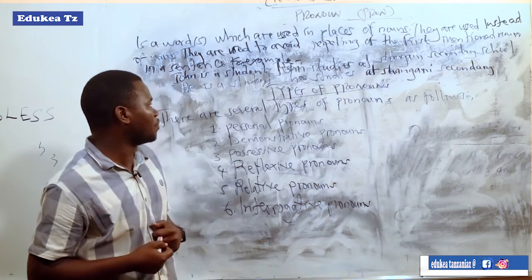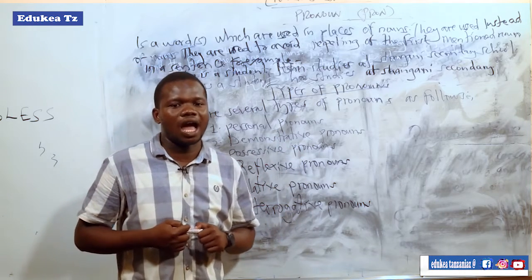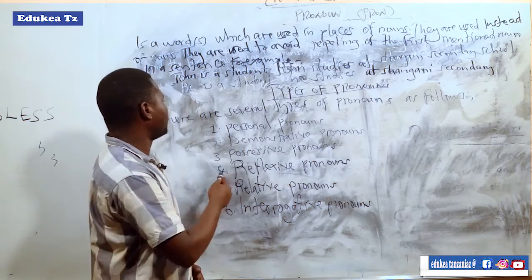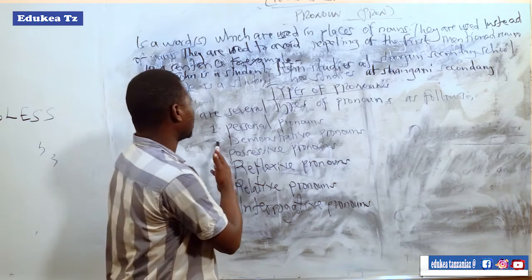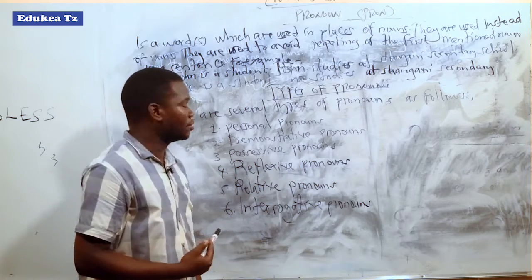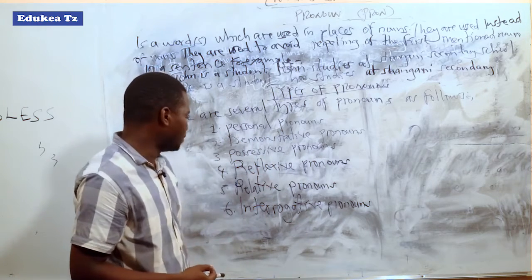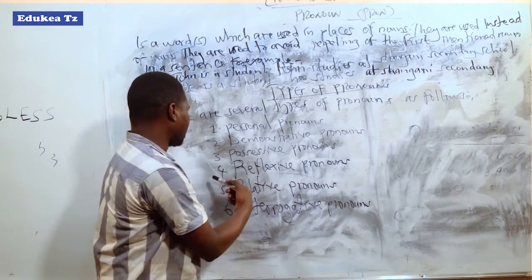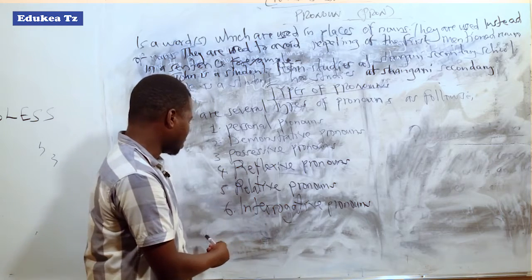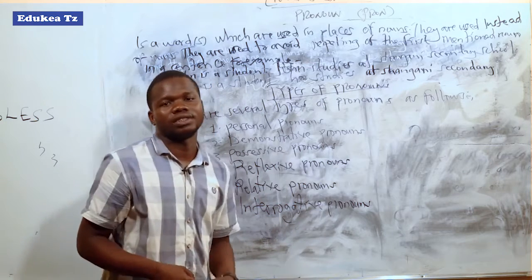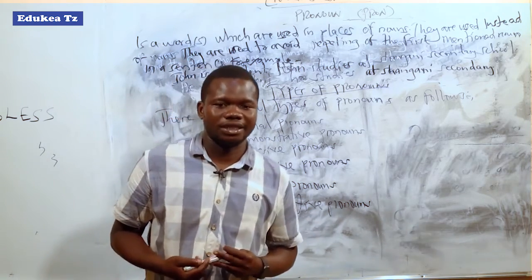But again, pronouns have types. There are several types of pronouns, and those types are as follows. We have personal pronouns as the first type, demonstrative pronouns as the second type, possessive pronouns as the third type, reflexive pronouns as the fourth one. Again, we have relative pronouns as the fifth, and interrogative pronouns as the sixth. So now let us discuss one type after another.